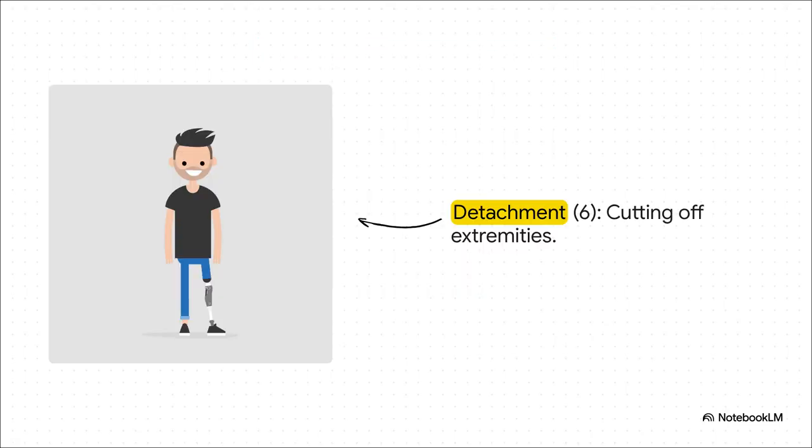The final major Group 1 operation we're going to look at is detachment, character 6. Now, this one represents a very narrow, specific range of procedures. It's defined as cutting off all or a portion of the upper or lower extremities.